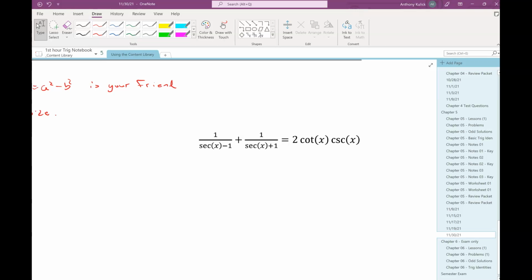So notice again, there's no common factors between them because of the plus 1 and minus 1 stuck to the end, because that's part of a polynomial. We know that we have to think of that as all one thing. So they are definitely different. So the first fraction, we're going to have to multiply by secant x plus 1 over secant x plus 1.